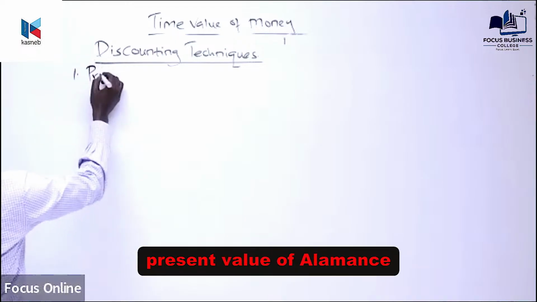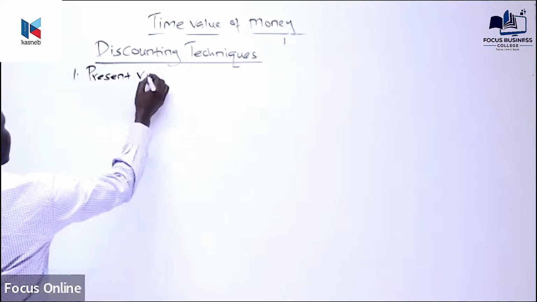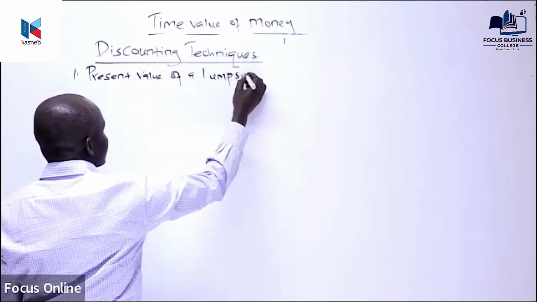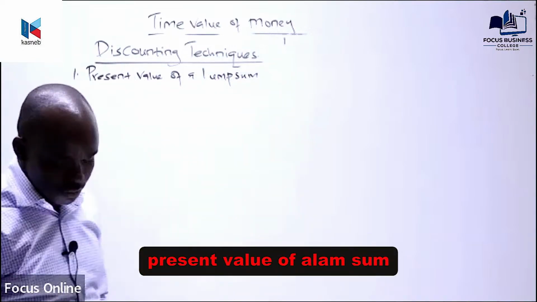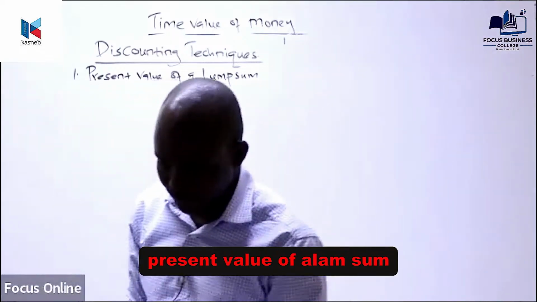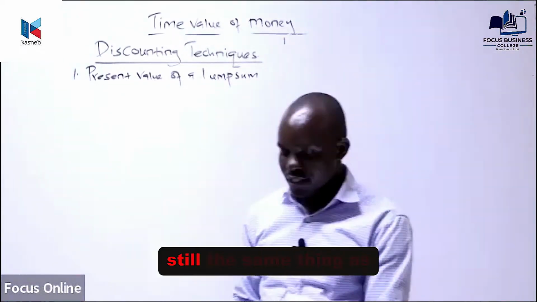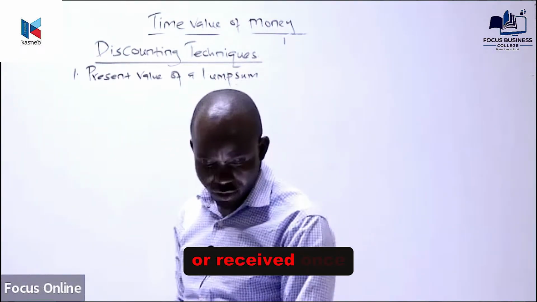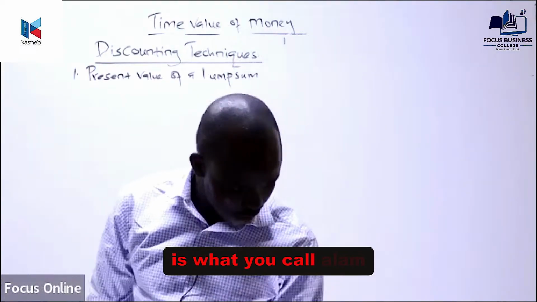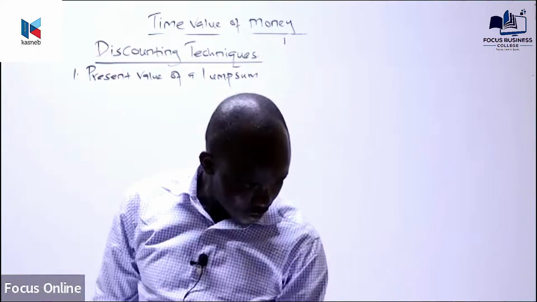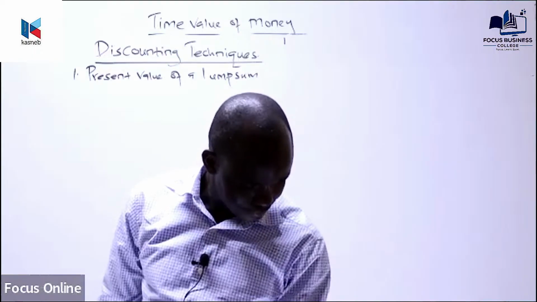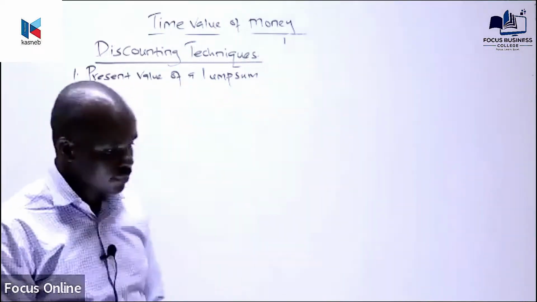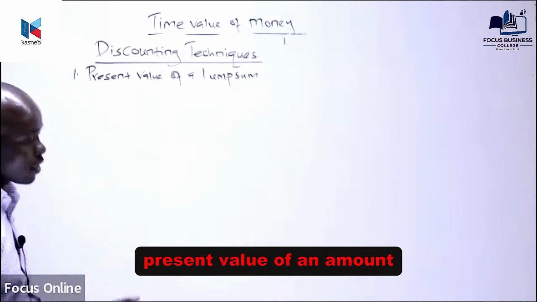Present value of a lump sum is the first one. A lump sum, still the same thing as we've said, an amount that is paid or received once is what we call a lump sum. So how do we get the present value of a lump sum?